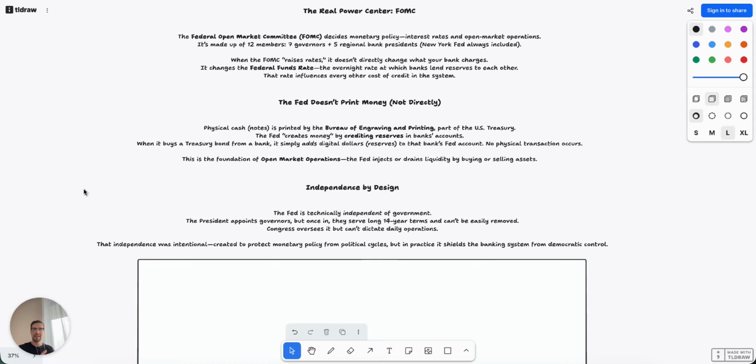relationships, so to speak, they have, because the Fed decides on the interest rates, and Trump himself, the government, cannot influence them to, let's say, make them change the rates or make them do something. They cannot do that because the Fed is technically independent of the government. They make their own decisions. So the president appoints governors, but once they're in, they serve long 14-year terms and cannot be easily removed.